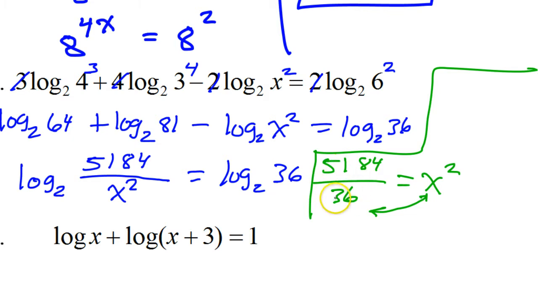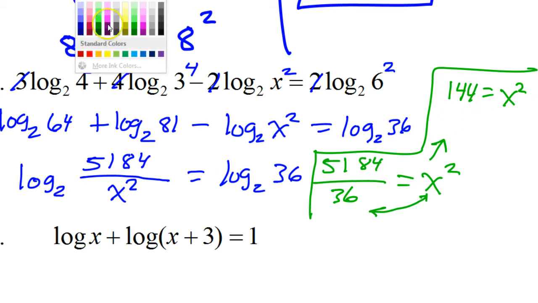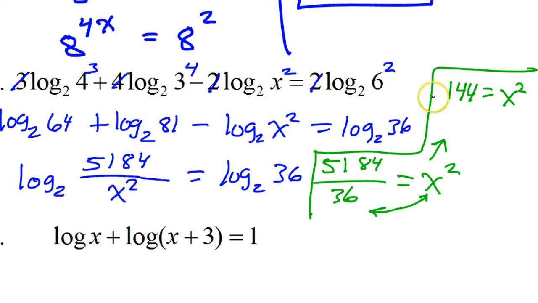Okay, I'm betting that 36 divides evenly into 5,184. Am I right? 144. Okay. So that means 144 is equal to x squared. So taking the square root of both sides, don't forget it's plus or minus. So that's plus or minus 12.